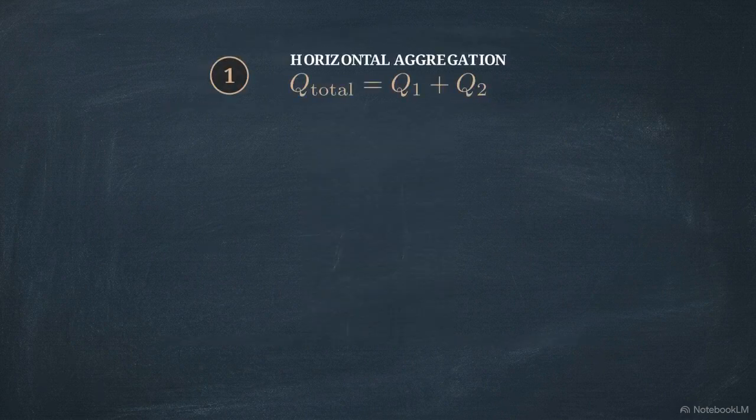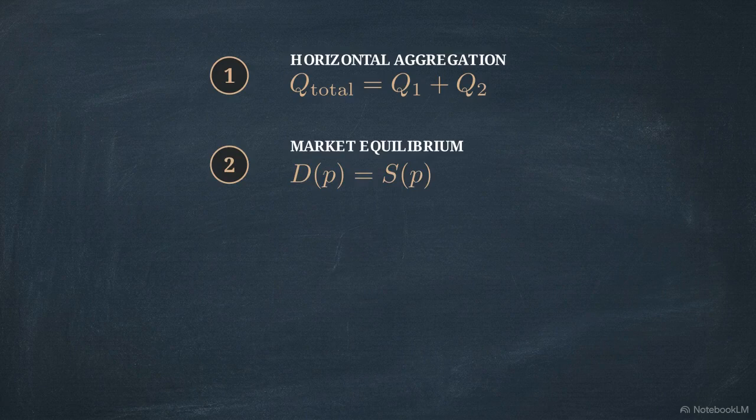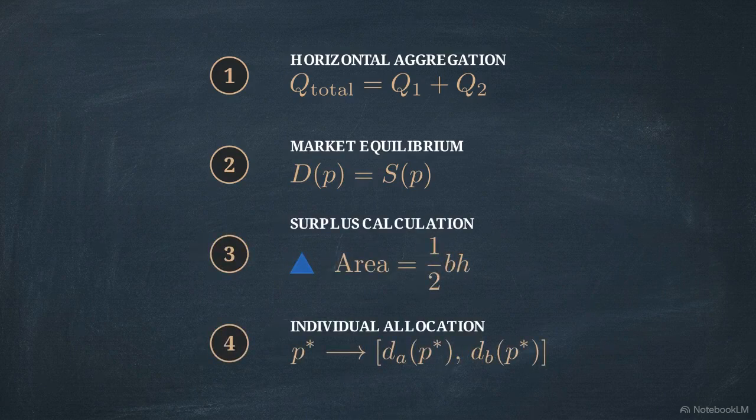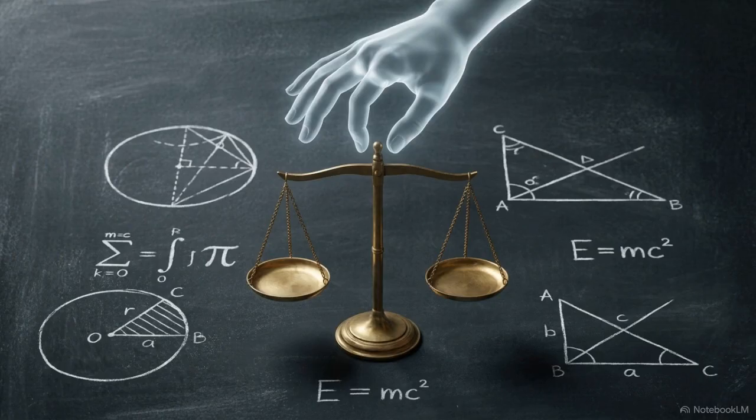To solve, follow this sequence. Aggregate individual equations horizontally, find the equilibrium, calculate the total surplus, and then plug the price back in to find individual allocations. You've just built a mathematical proof of the invisible hand using the first fundamental theorem.